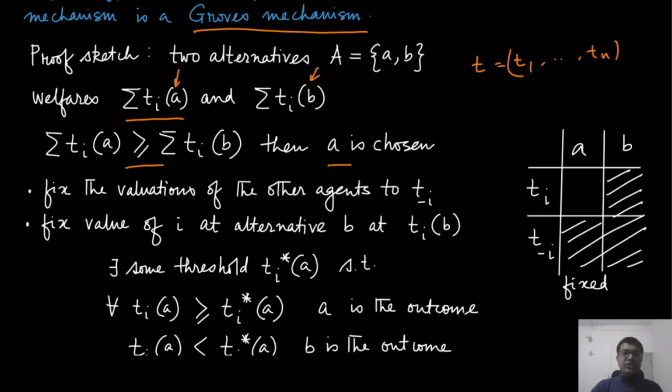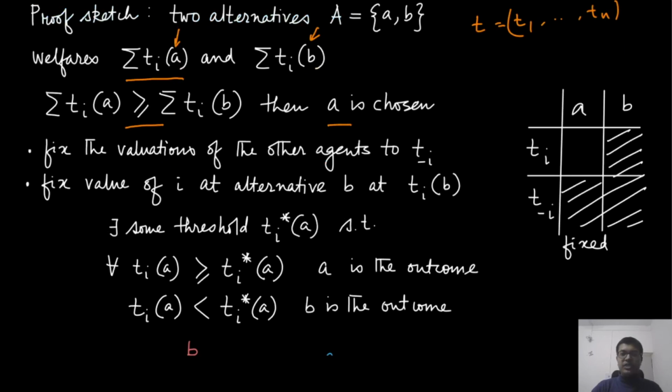The other condition, that ties are broken in favor of B, will be identical. Now what we are going to do in this context is assume that the valuations for all the agents except agent i are held fixed at T minus i, and the valuation of player i even for the alternative B is also held fixed at Ti of B. So the only degree of freedom that we have in this context is Ti of A.